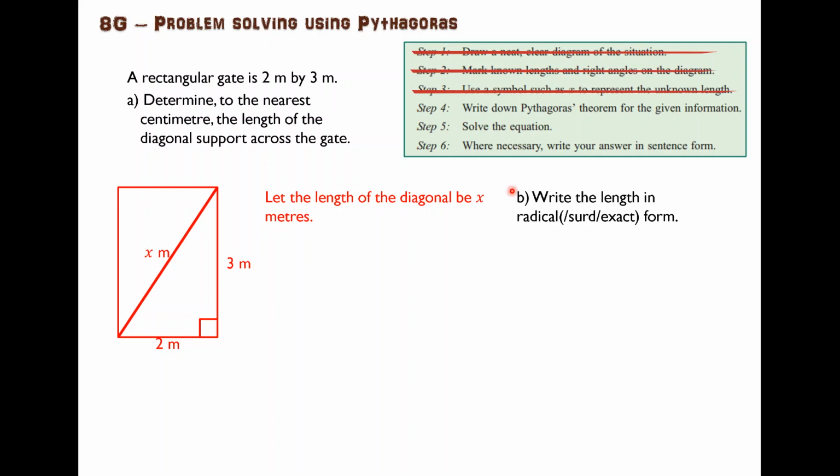I've put a little note here just so that the reader is really clear that the length of the diagonal is x meters, rather than some other length, like this length. Write down Pythagoras' theorem. Pythagoras' theorem says that this leg squared plus this leg squared equals the hypotenuse squared. So x squared is 2 squared plus 3 squared. The hypotenuse is the one that goes by itself. It has no friends. Poor hypotenuse.